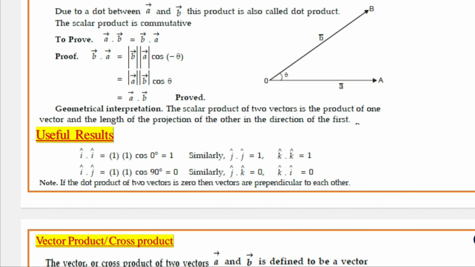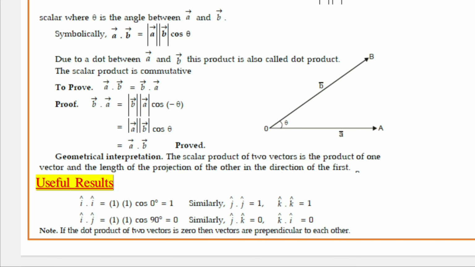Now the useful results. Remember this: when you multiply i cap into i cap, you get 1. j cap into j cap is 1. k cap into k cap is 1. But i dot j is 0, j dot k is 0, k dot i is 0. That is what is mentioned here.